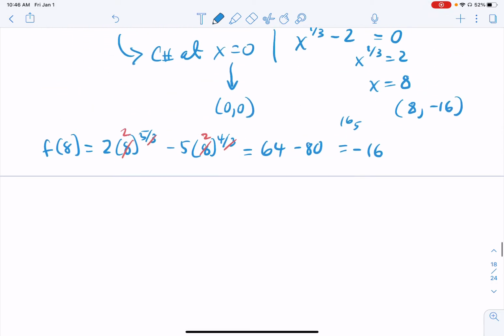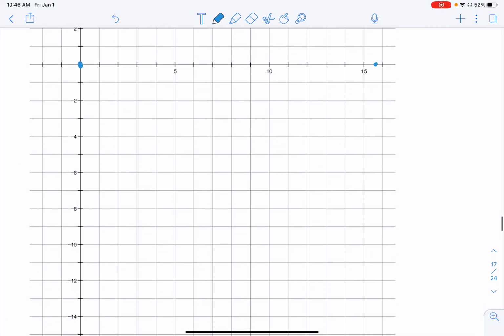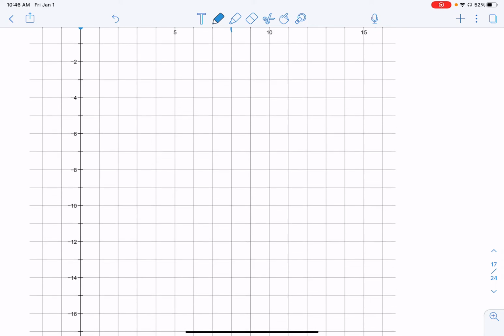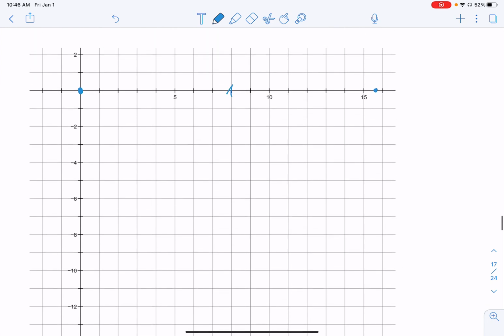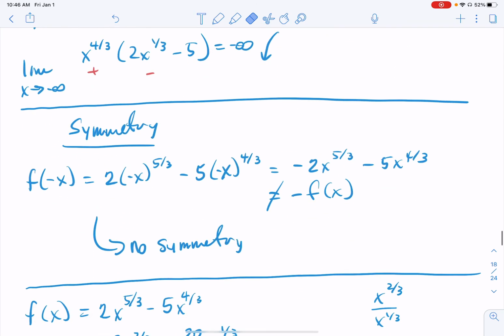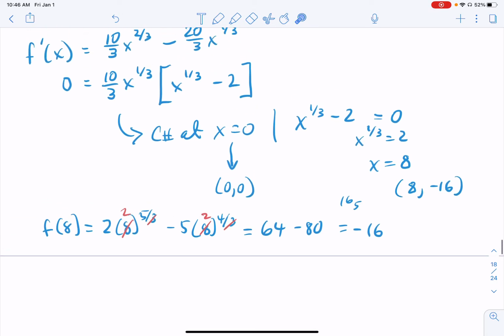Let's plot those points on our graph grid. Already have 0, 0, and then 8, 5, 6, 7, 8 is right there, and then negative 16. Follow that down to right there. Wow, what do you know about that? We just had exactly enough room. Let me get rid of this little thing. All right, what could possibly happen at these 2 points? At 0, 0 and 8, negative 16. These are critical points, and this is where our possible min and max points are.